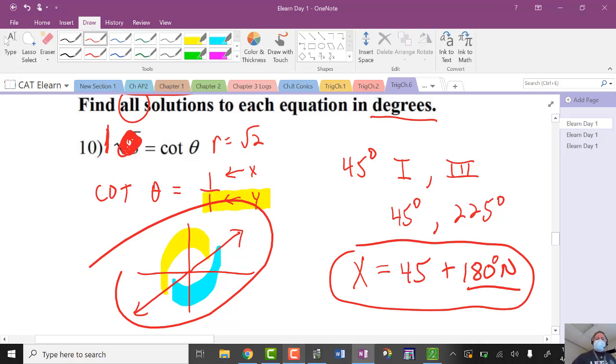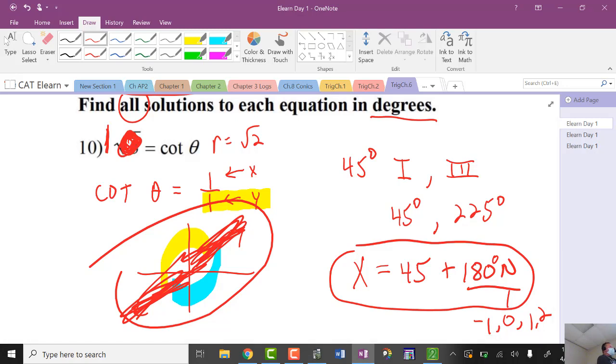So here's 45. This is when I plug in 0 for n. When I plug in 1 for n, I am here. When I plug in 2 for n, I am back here. That's taking 45 and adding 360 to it. When I plug in -1 for n, then I'm back here. I can do this forever, guys. So tan and cotan we can express as one answer because they're always 180 away in these kinds of questions.